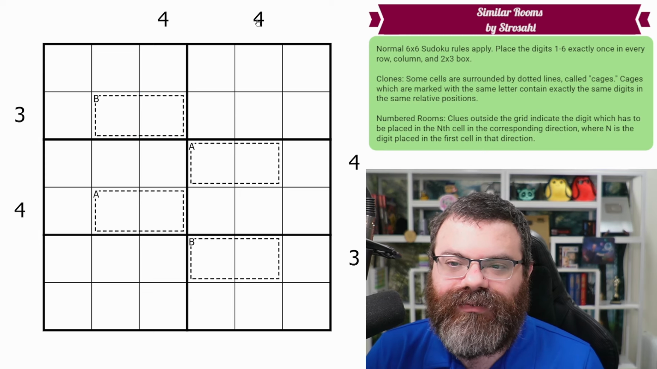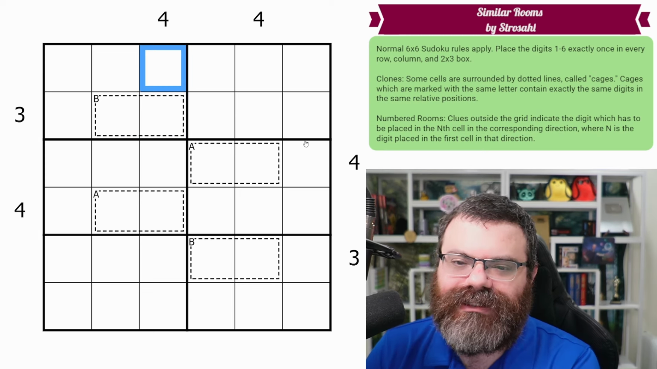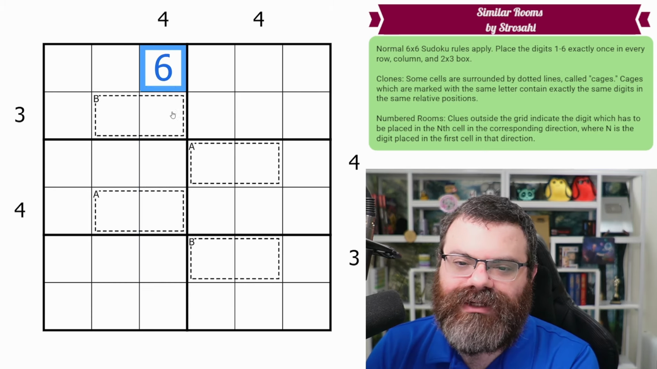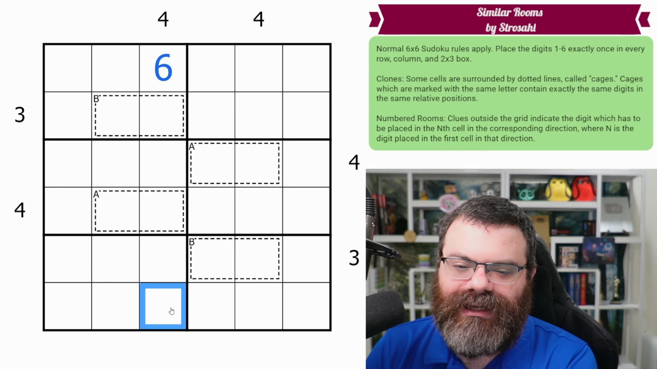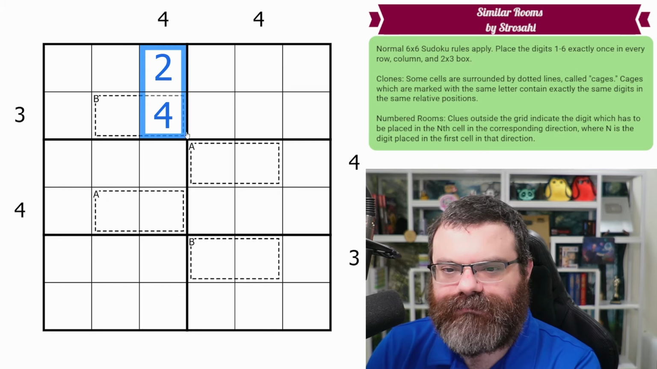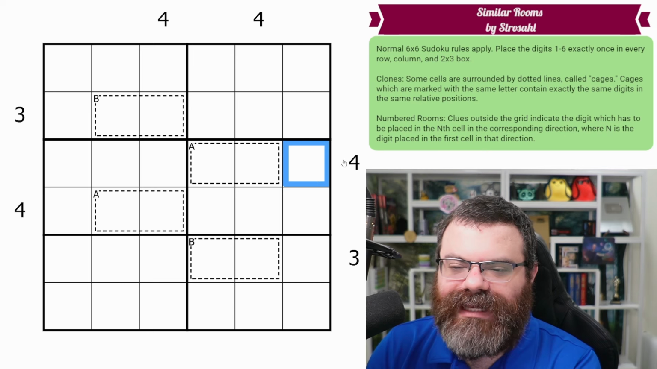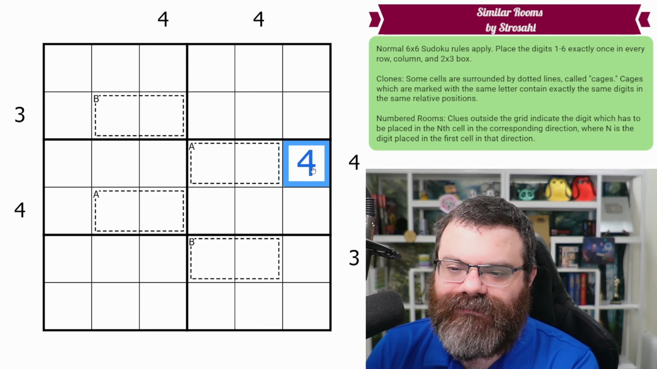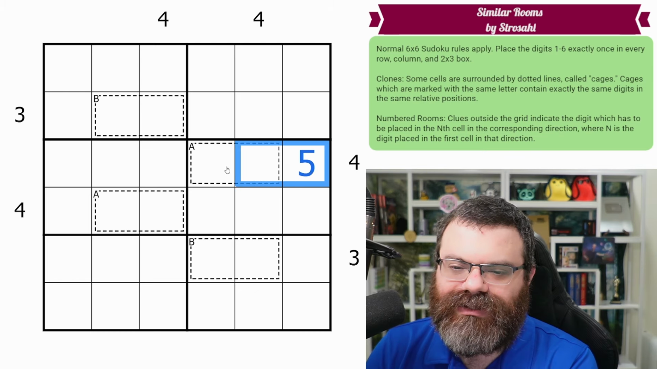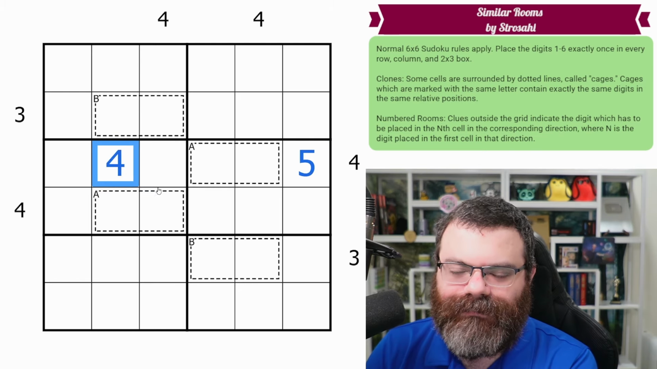The clues outside the grid are numbered room clues. So whatever digit goes next to the clue, say we put a 6 here, then we count that many away, 1, 2, 3, 4, 5, 6, and then we place a 4 there. If this was a 2, we'd place a 4 there. All right, and it's counted in the direction of the clue. So if this was a 4, I guess not 4 is a bad example. If this was a 5, we count 1, 2, 3, 4, 5, and we place a 4 there.